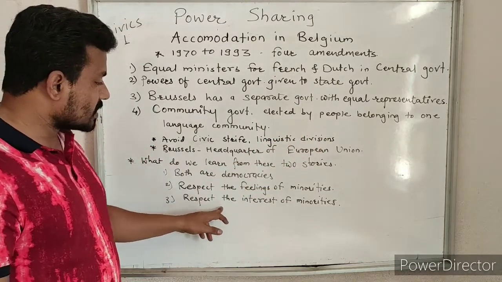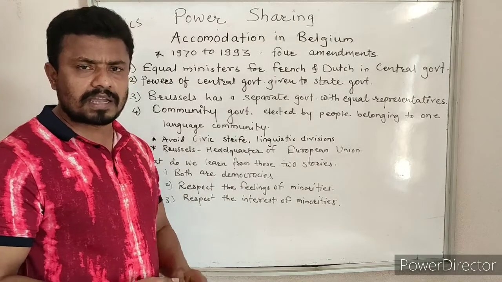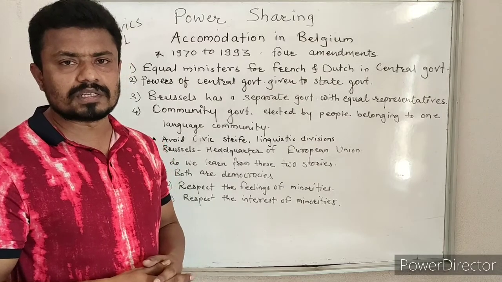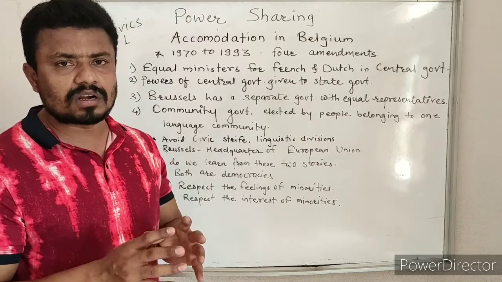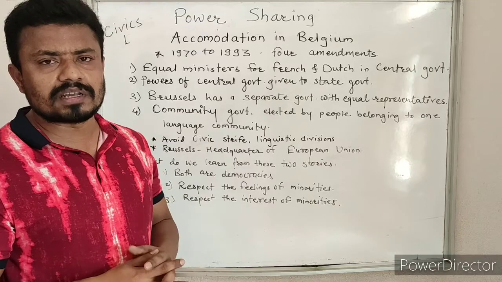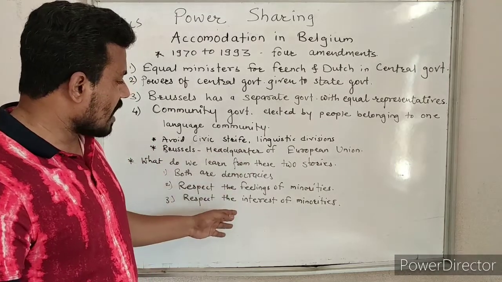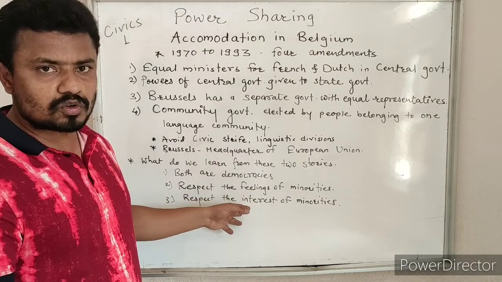Now next is, respect the interest of minorities. Minorities also have so many demands. They also require equal rights and opportunities. But those interests are not fulfilled by the majority community. They are always ignored and refused. So these are the major points we learned from the story of Belgium.